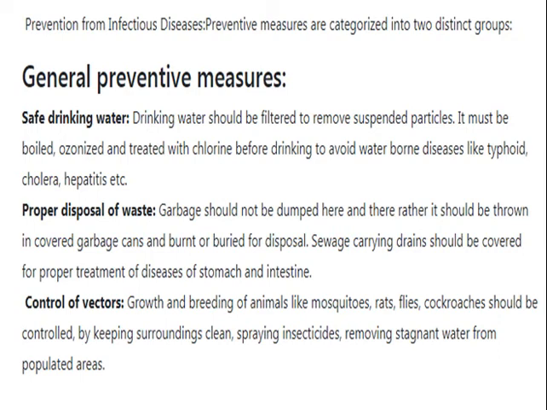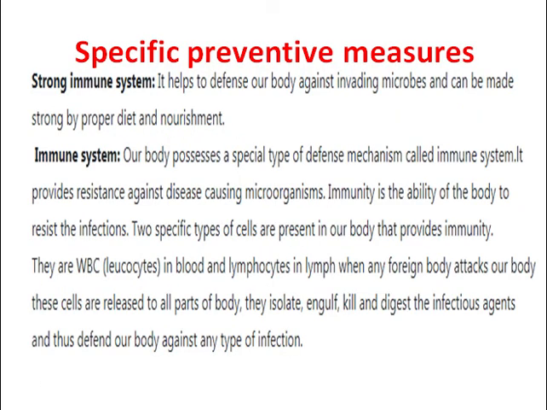But coming to specific preventive measures, that is building up of strong immunity, that is our body's resistance to fight against the diseases. It is our body defense mechanism. So one has to build up that body's defense mechanism by vaccination. So generally this is done by vaccination.